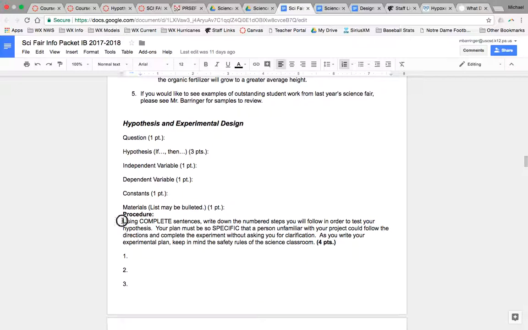Now I want you to pay close attention to what I say here. Complete sentences, numbered steps you will follow in order to test your hypothesis. That's a recipe. Okay, you must do this in steps. Your plan must also be specific so that a person unfamiliar with your project could follow the directions and complete the experiment. Remember, this is like if you were going over to team 1 and wanted them to do the experiment. Could they actually do it? So this is going to take some time. I really, really want you to spend time making sure that this portion, your procedure, is good.